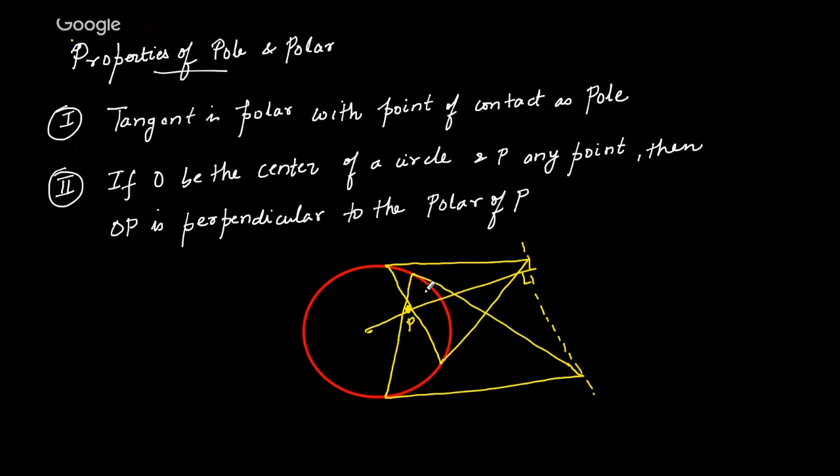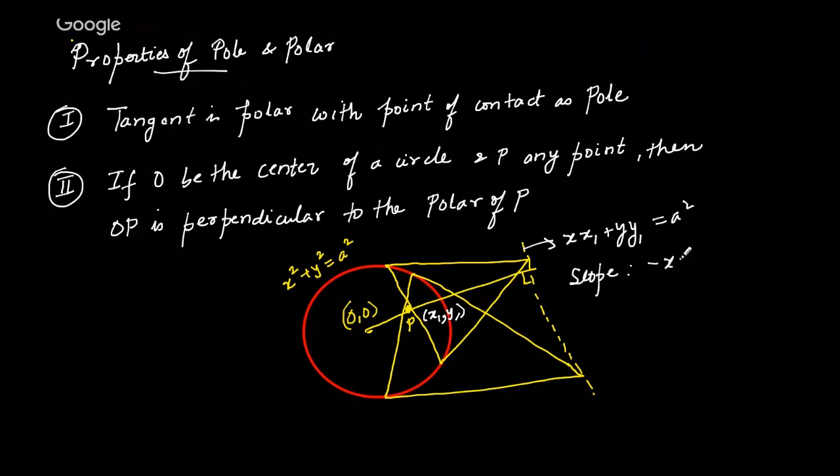Done? Very simple. Let's say I'm considering the case of a generic circle, a standard circle having the center at origin. And let's say the point P is x1, y1. You know that this line has an equation xx1 plus yy1 equal to a square. So the slope of this line, the slope of the polar, is going to be minus x1 by y1, whereas the slope of OP will be y1 by x1. If you multiply the slope of the polar into the slope of OP, you will always get minus 1, claiming that this angle will always be 90 degrees.